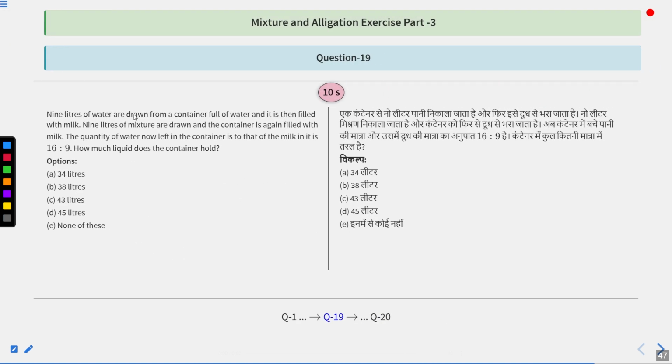9 liter of water are drawn from a container full of water and it is then filled with milk. 9 liter of mixture are drawn and the container is again filled with milk. The quantity of water now left in the container and the milk in it is in the ratio 16:9. How much liquid does the container hold?